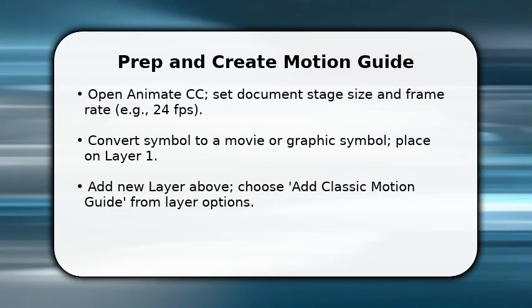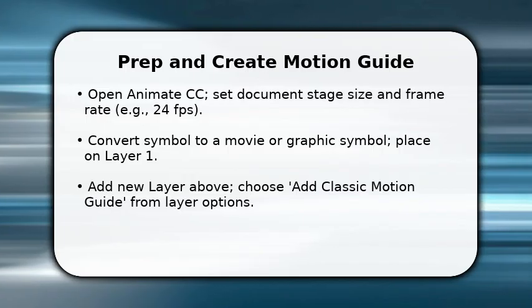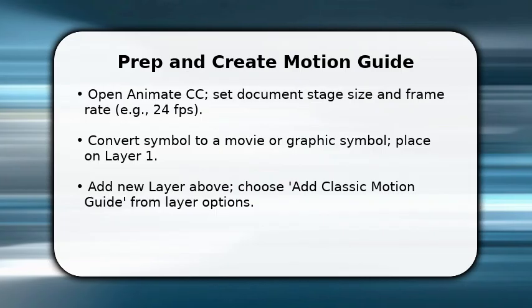You'll start by preparing the stage and the moving object. Convert your artwork into a symbol so Animate can tween it, then place that symbol on layer 1. Next, add a new layer above and enable a classic motion guide from the layer menu. This guide layer holds the path you'll draw.